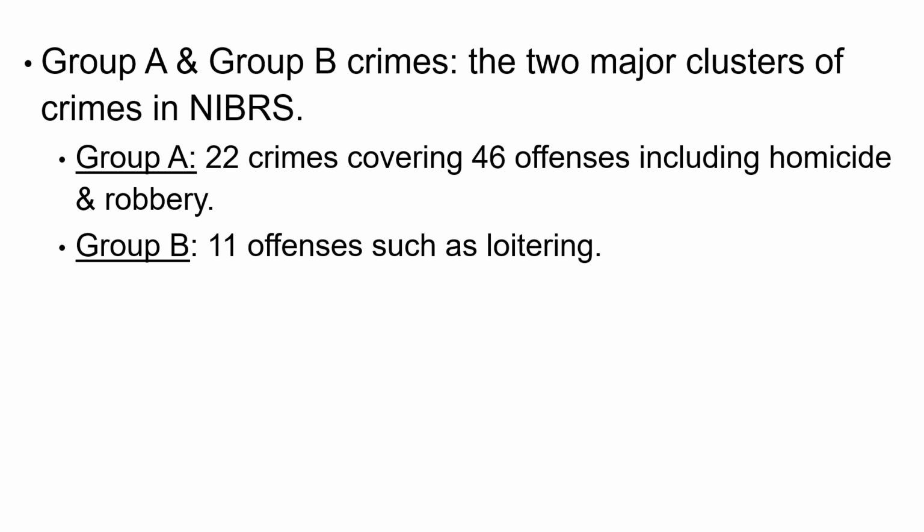With the UCR, you saw that you had Part 1 crimes and Part 2 crimes. The NIBRS does group crimes together. They cluster them, as we like to say, into Group A and Group B. Your Group A offenses include 22 crimes covering 46 offenses, including homicide and robbery. Again, your Group A cluster is your most serious crimes. Then you have Group B, which are 11 offenses that include loitering.